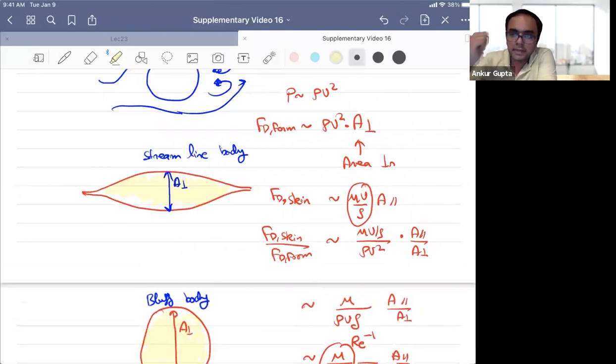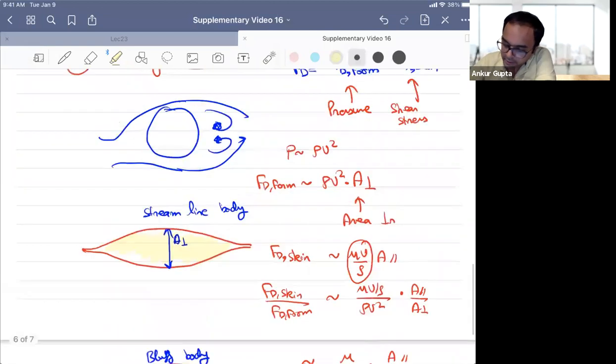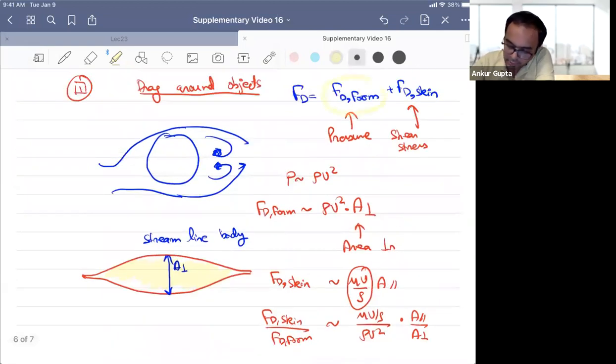When you want to design planes, automobiles, or any water transportation like ships, you want to understand the drag because of water or air, and you want to keep the system as streamlined as possible. Because when you streamline it, you are reducing the form drag. This can also be very clearly seen from the scaling analysis.